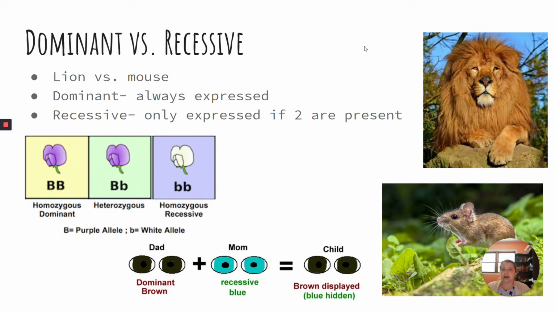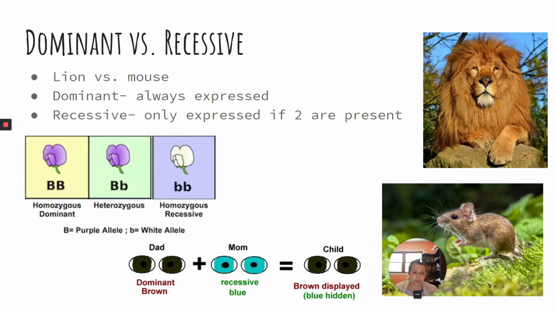All right, dominant and recessive. So now we're going to get into a little bit, you might not exactly know what these terms mean. It gets a little bit more complicated. So what I like to think of is the lion versus the mouse.